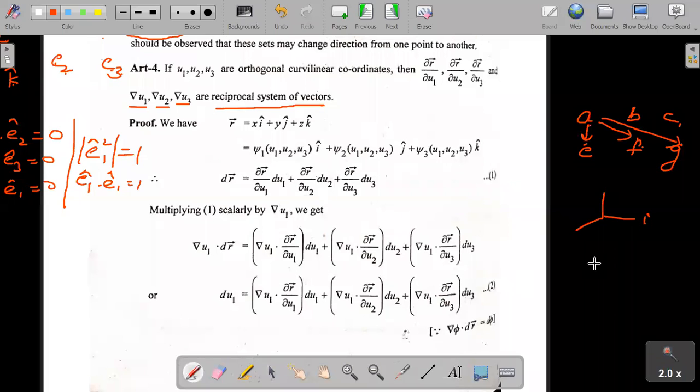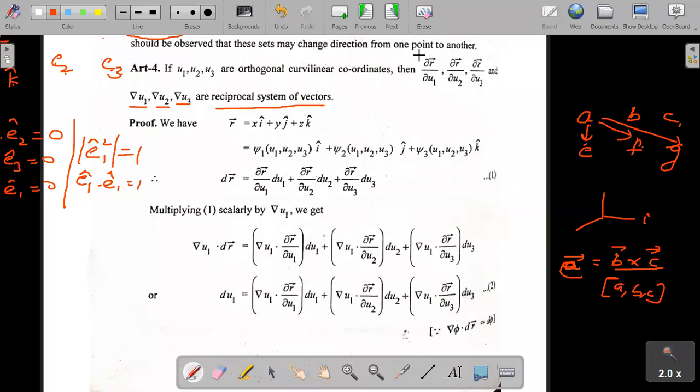So we have seen, if we have two reciprocal systems, A is the reciprocal system. Suppose this is E, so the E vector is nothing but B cross C over the scalar triple product of A, B, C, right? This is how we find the reciprocal system. So first we have to prove that they are reciprocal systems of vectors, right?